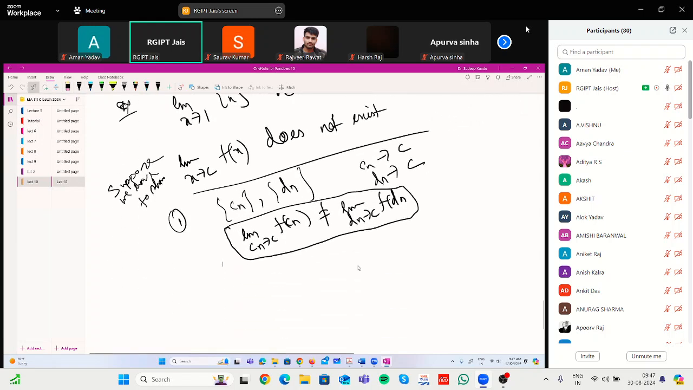This one is there. Another one, suppose the sequence is divergent. That means Cn converges to C, but f of Cn is divergent. Okay, if you can show two sequences, so here you have to choose some particular sequence. Some particular sequence Cn converges, but f of Cn is divergent. That means the limit does not exist. Is it clear?